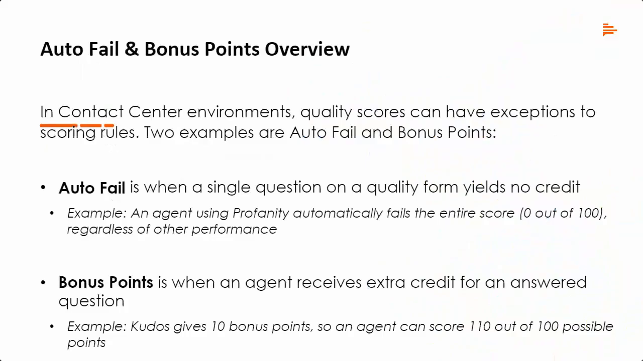Okay, so again, in contact center environments, quality scores can have exceptions to the scoring rules. These are the examples we just talked through. The auto fail, like a single question on a quality form yields no credit. So profanity, let's fail the entire score. Bonus points, let's give those extra. So now an agent can get 110 out of 100 possible.